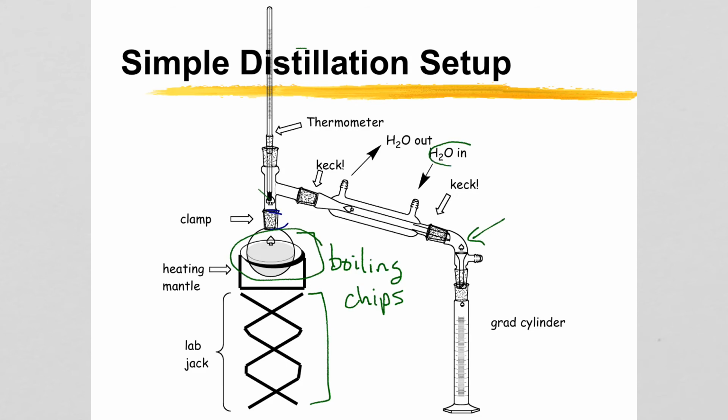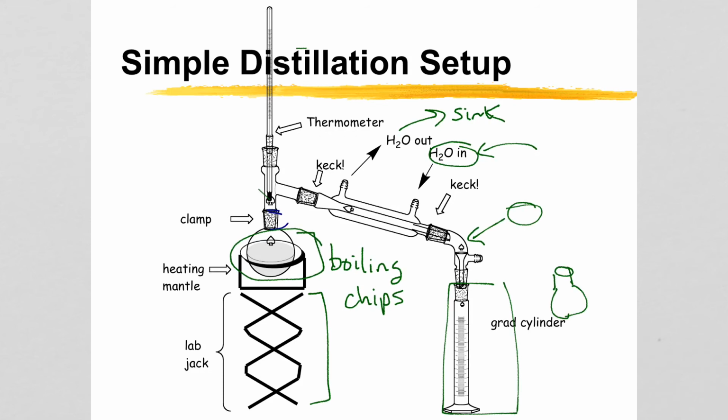Notice something that's really important here: the water goes in the bottom of the condenser, coming from the water outlet, and then the water comes out of the top of the condenser, and that's what goes to the sink. So that's exactly the same. The only other big change besides the lack of a clamp here is that rather than collecting in a little round bottom flask, we're going to collect in a graduated cylinder, and that way it's really easy to see when you've collected 50 milliliters of solution.